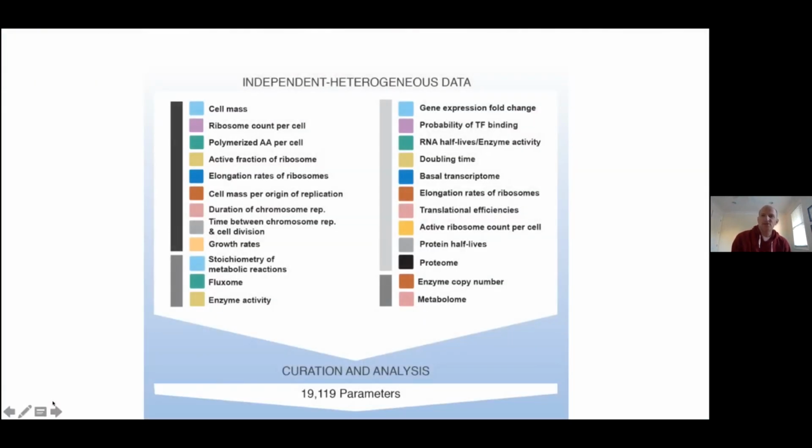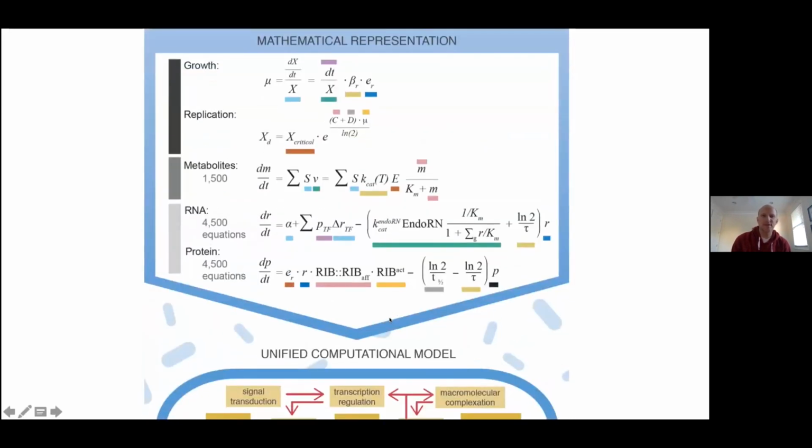Just to drill down on that a little bit, you can see here all of the different kinds of data that we're taking into account. They're all color-coded for reasons that will be clear in a moment, but we take all of these different kinds of data sets, and from them we extracted over 19,000 parameters. Then we take those parameters and wrap them in mathematics, as you can see. Here are the equations, and the color coding tells you which data goes into which part of those equations.